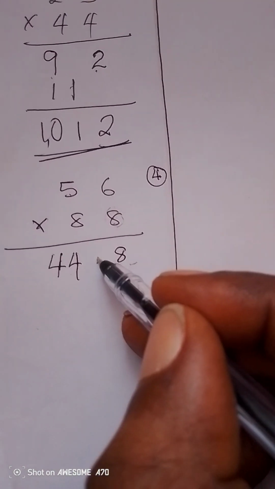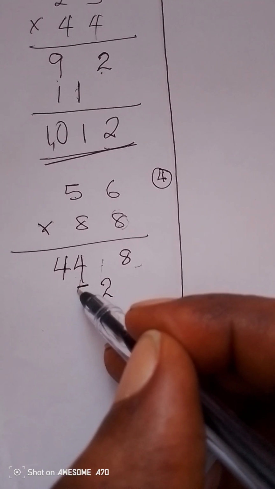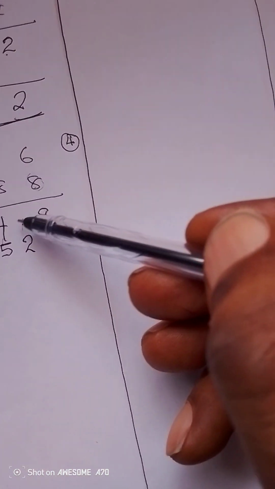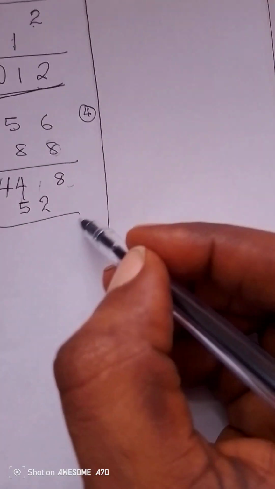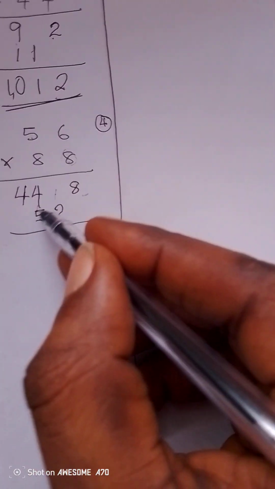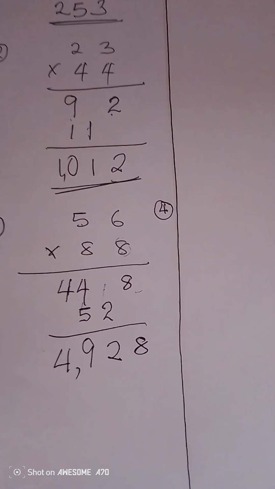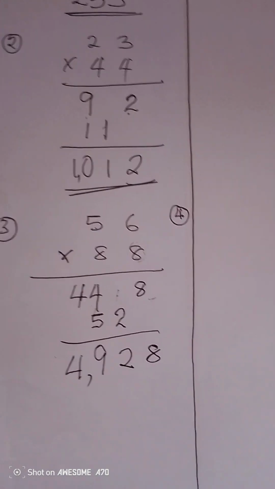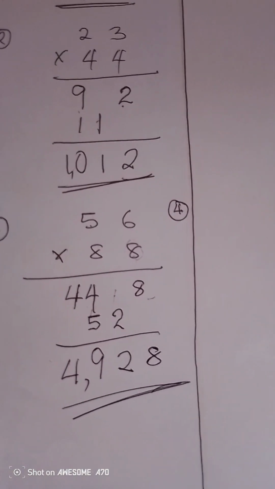So your 2 comes in between, and then your 5 comes here. So that is how you get it. Your last digit is what comes in between. So when you now add it up, you have 8, you have 2, 4 plus 5 gives you 9, and you have a 4. That gives you 4,928. So if you use your calculator, you shall get 4,928 as your answer.